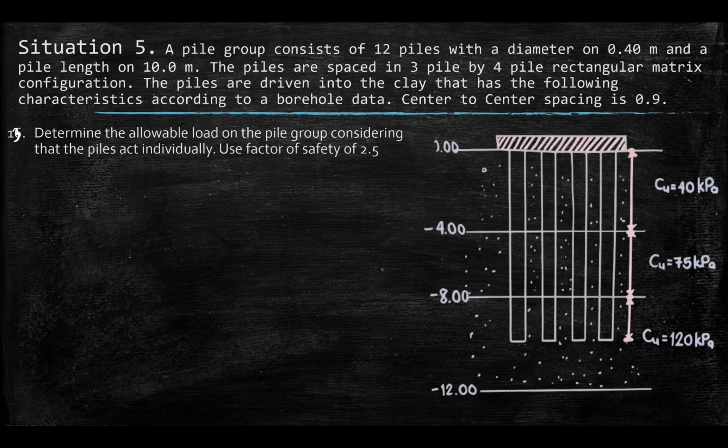Okay? So, ang tinatanong dyan is allowable. So, ano nga ba ulit yung formula for allowable? Q_u over FS. So, ang given lang dyan sa problem na yan is our FS. Okay, so kailangan natin i-solve yung Q_u. So, Q_u is just Q_EB plus Q_SF, over FS. So, ang ating isa-solve dyan is Q_EB.